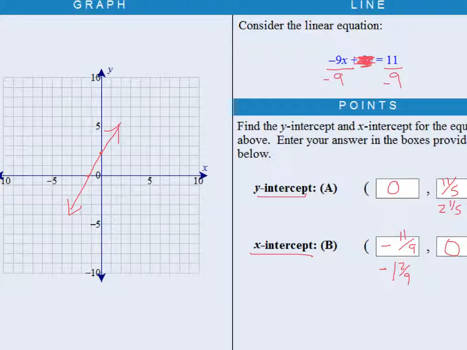All right, so graphing with two variables, very common thing that we're going to be doing in algebra. Good luck. Hope this tutorial helps.